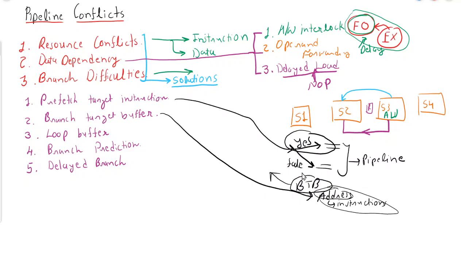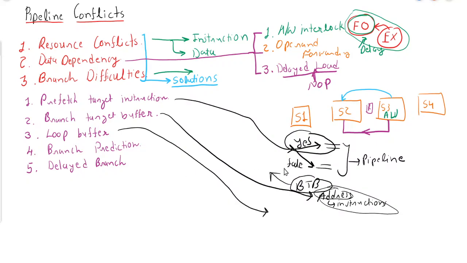Now what is the advantage of this scheme? Frequently executed branches will always be available in the branch target buffer. This is high speed memory compared to normal memory, so it will save time in execution.